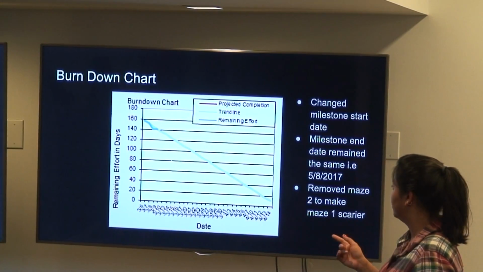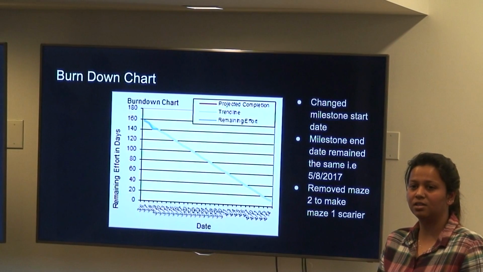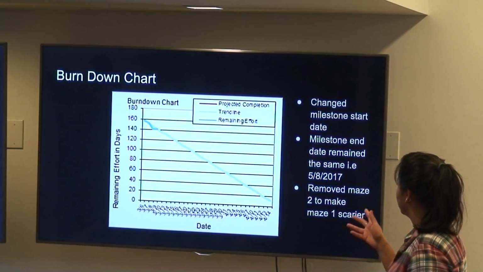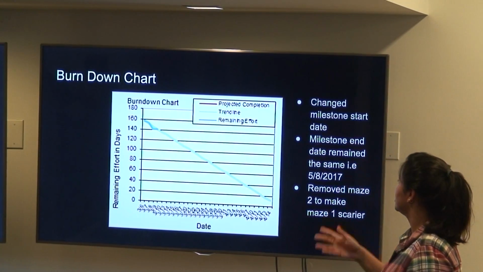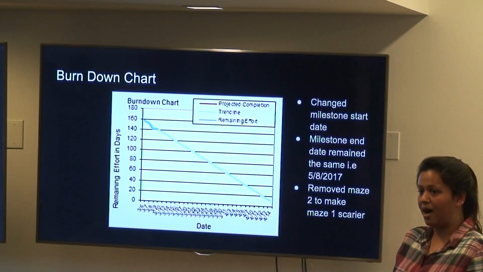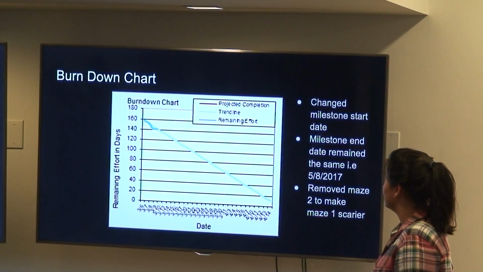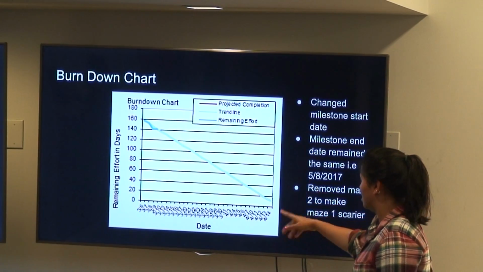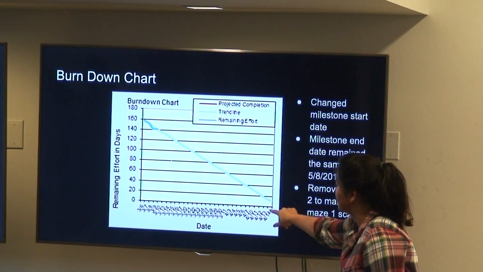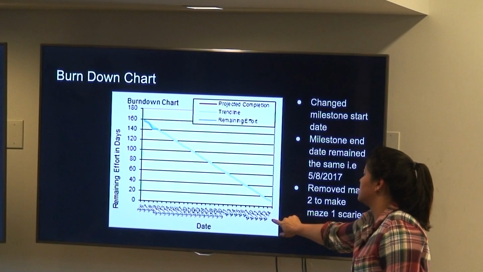And this is the burn down chart. We had to make a few changes to that to make the dev tracker work. Basically, I changed the start date, which was from the start of the semester, to March, and I did not change the end milestone date, which is 8th of May. The graph is not completely shown here because the deadline is actually 8th of May.